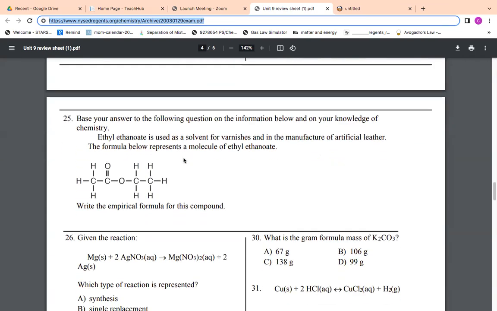All right, number 25. Another empirical formula question. Write the empirical formula for this compound. Start off by writing your molecular formula. So we have ethyl ethanoate, we have C4, there's 4 carbons. There is 1, 2, 3, 4, 5, 6, 7, 8 hydrogens, and I see 2 oxygens. These are all divisible by 2. So our new numbers would be this. Again, no 1, so you can just leave it like that. This would be your empirical formula.